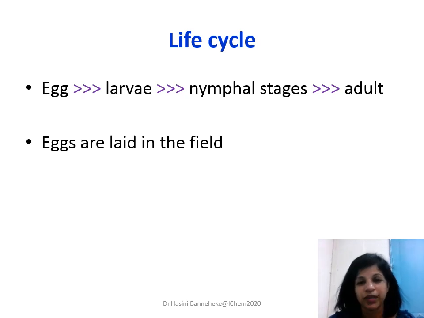Moving on to the life cycle, they have the usual stages that I described for the soft tick as well. Eggs are laid by the adult female, and these eggs hatch and release larvae, and these larvae develop into nymphal stages, and the nymphal stages grow into adults.